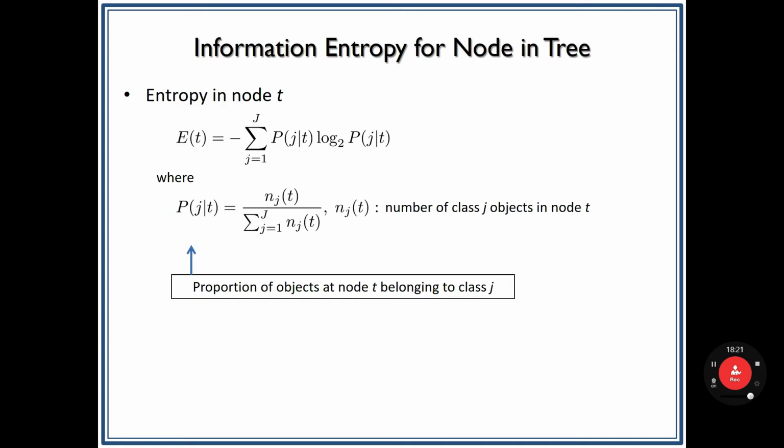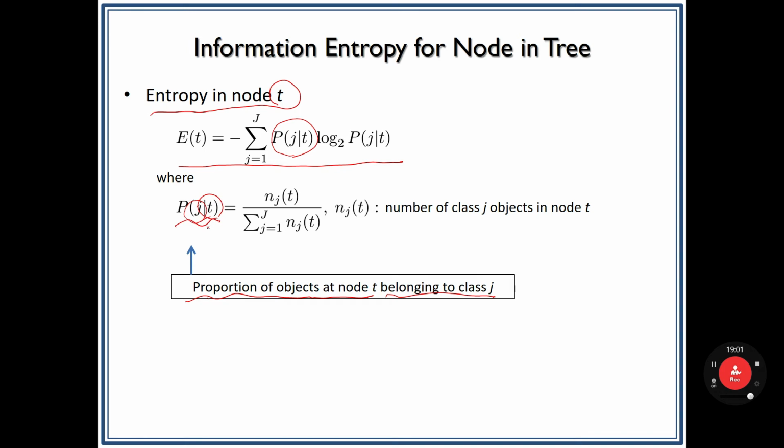Now we use that information entropy to measure the impurity in a node in a tree. So entropy in a node T is computed by this formula. The difference between this formula and the previous formula is that we have here P of J given T, which is simply the proportion of objects at node T belonging to class J. So the proportion of class J objects at node T.